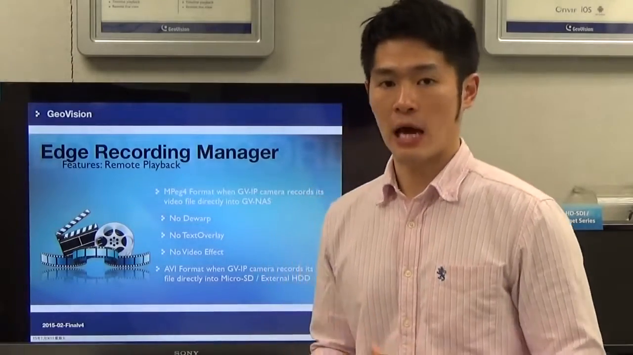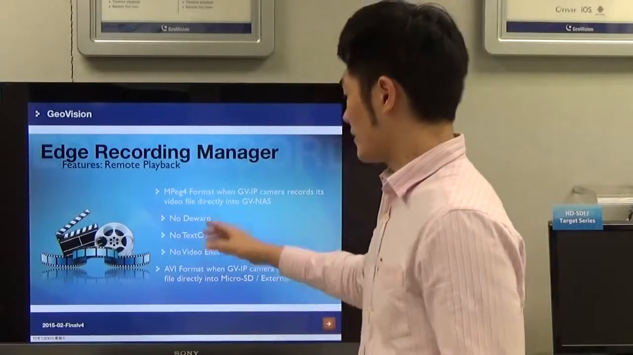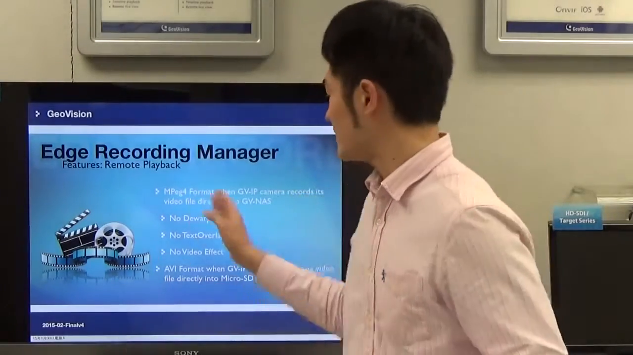When you do the remote playback, here are a couple of things I want to remind you guys. When you assign your IP camera to record its video file directly to a NAS device, the following features, defogging, text overlay, and video effect, will be unavailable. However, if you assign your camera to record its video file to either a micro SD card or external hard drive, these features will be available to use.